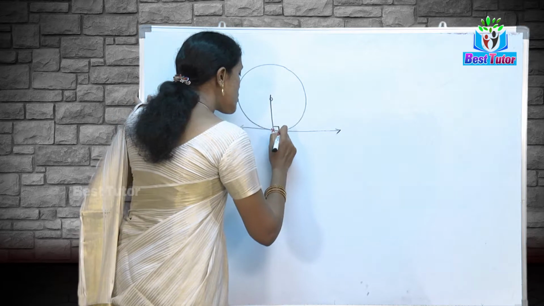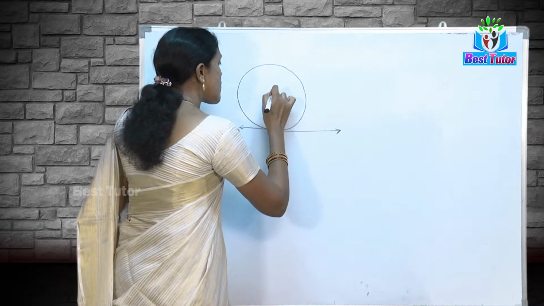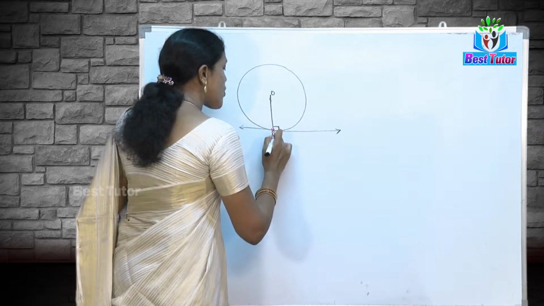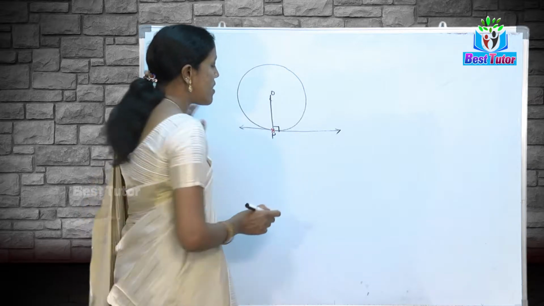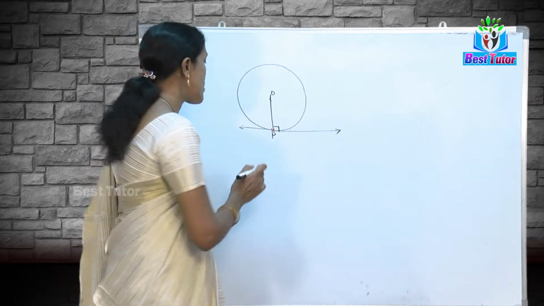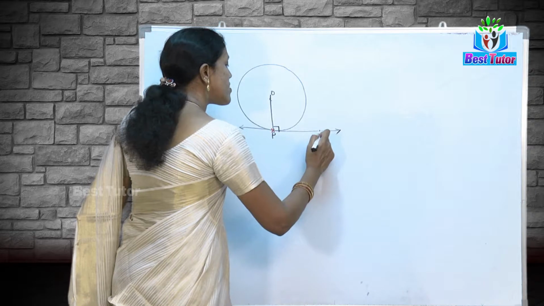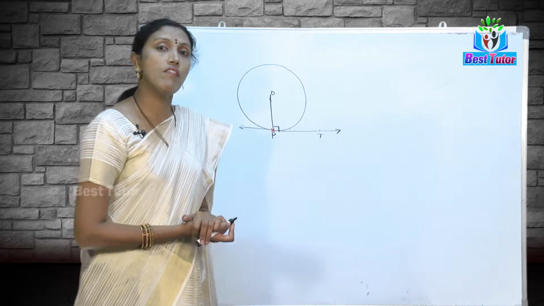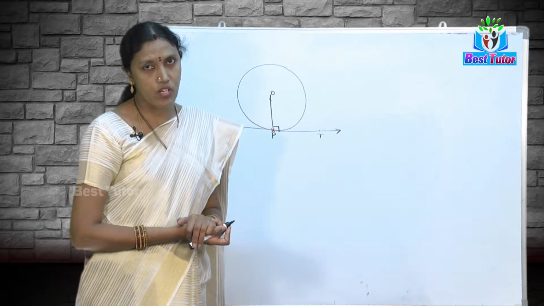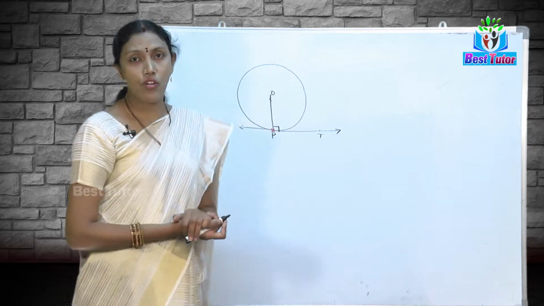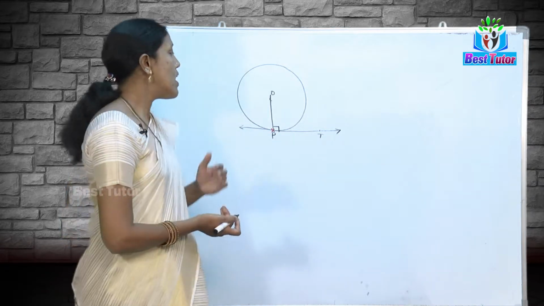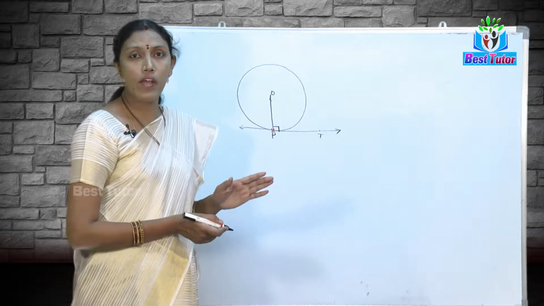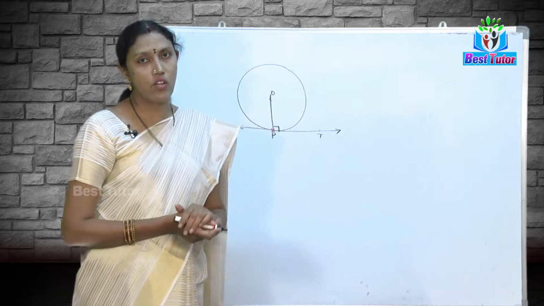Now we need to prove this. The center of the circle is O. Let the point of contact be P. And then we need to prove that OP is perpendicular to PT, which is the tangent. We will prove it by the method of contradiction. I have already introduced you to the method of contradiction. Let me assume that OP is not perpendicular to the tangent.